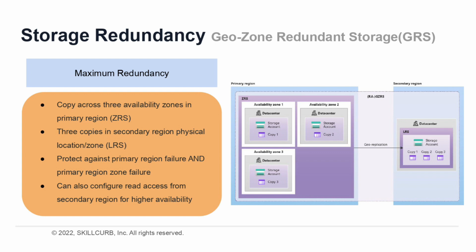This option gives us maximum redundancy in which it can protect against both a primary region failure, which would again fail over to our secondary region, and we can also tolerate a zone failure within our individual region without having to then fail over to our secondary region as well. And like our other multi-region option, we again have the ability to optionally configure read access from our secondary region for high availability, or in other words, to give us fast failover capability.